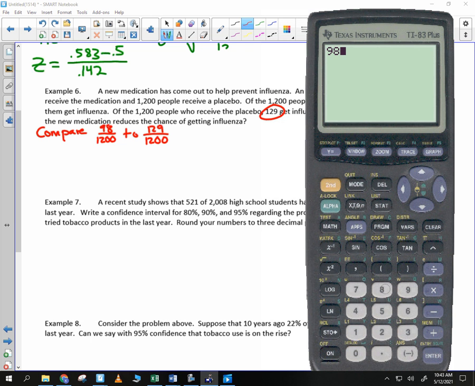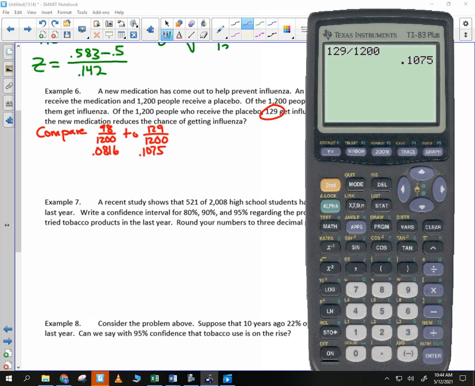98 divided by 1,200, and I get 0.0816. I'm going to write it like that. And I'll do the next one. 129 divided by 1,200, and I get 0.1075. Is everybody okay with my start so far?